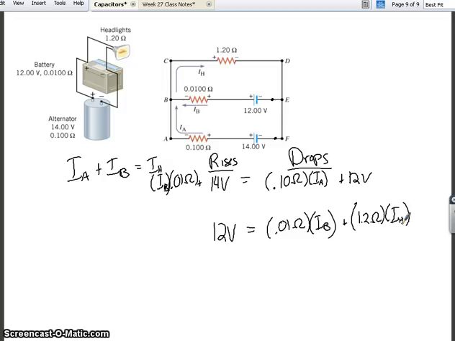I'm not going to do all the algebra right now, but when I solve for these, I get IB equals negative 9 amps, IH equals 10.1 amps, and IA equals 19.1 amps. When I solved all these out, I found that IB is negative. So it means that this really is going in that direction. So that would be the answer to this.